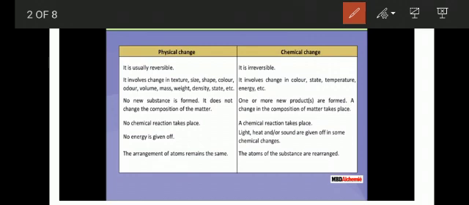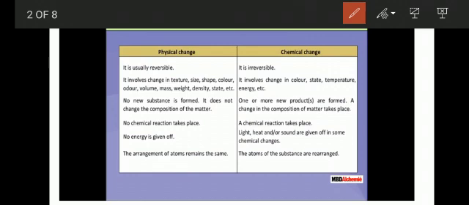Now look at the second point. Physical change involves changes in texture, size, shape, color, odor, volume, mass, weight, density, state, etc. So these are all the physical characteristic features. Chemical change involves change in odor, state, temperature, energy, etc. Here, odor means smell. So these are chemical properties and these undergo change in a chemical reaction.